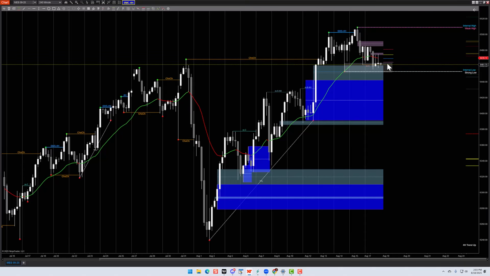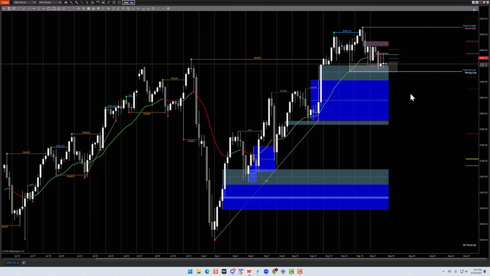Now, of course, I'm not saying that we couldn't break the low here and head lower, but until that happens, moving from a 4-hour to a 15, then down to, I prefer a 2,000 tick for my entry template, you want to be looking long here.